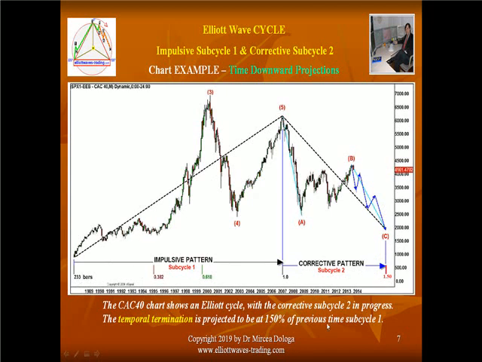The CAC 40 chart shows an Elliott cycle with a corrective subcycle 2 in progress. The temporal termination is projected to be at 150% of the previous time subcycle 1.